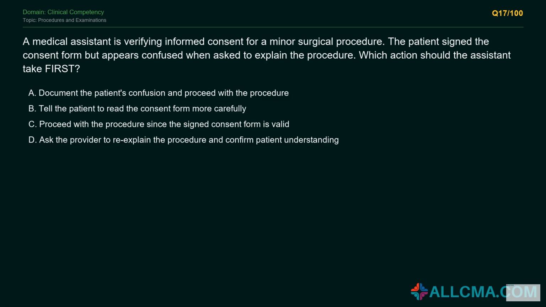Option A. Document the patient's confusion and proceed with the procedure. Option B. Tell the patient to read the consent form more carefully. Option C. Proceed with the procedure since the signed consent form is valid. Option D. Ask the provider to re-explain the procedure and confirm patient understanding.